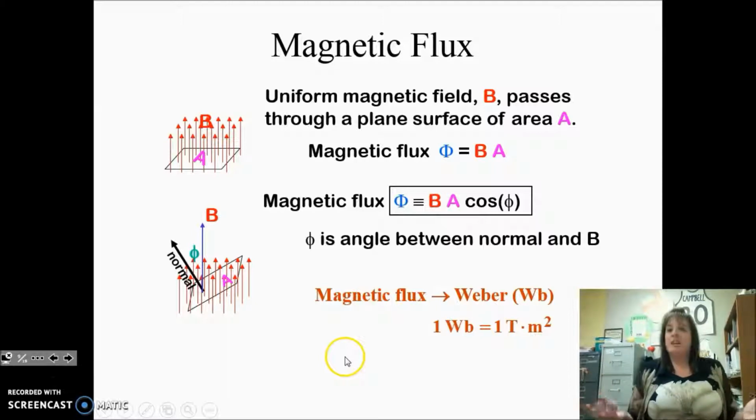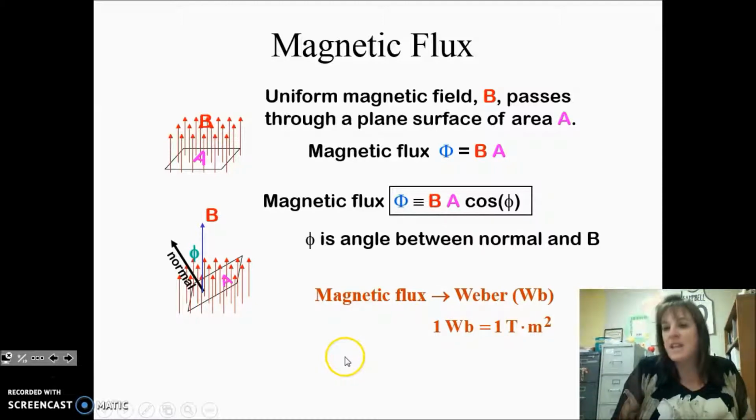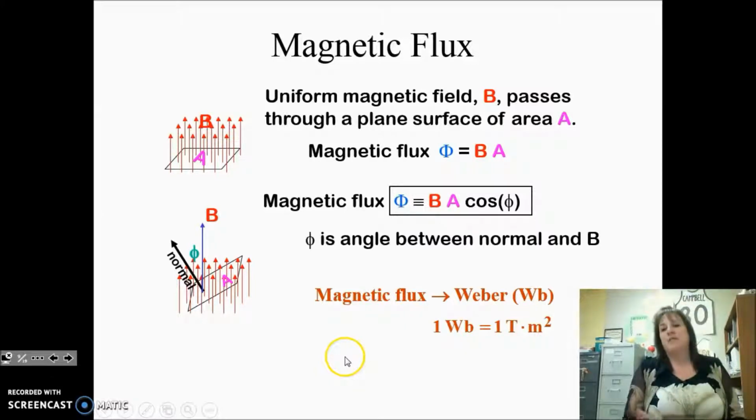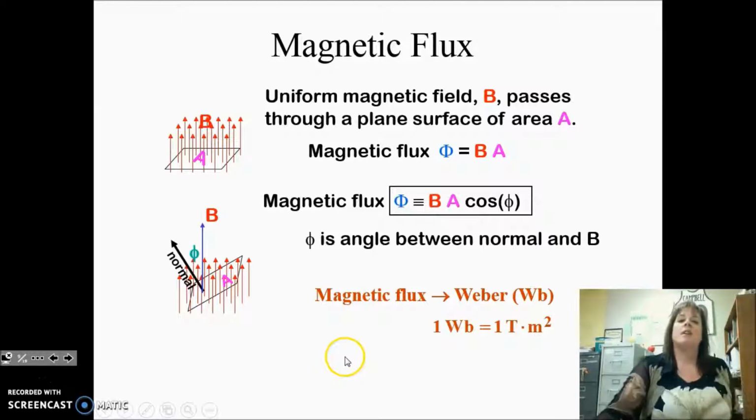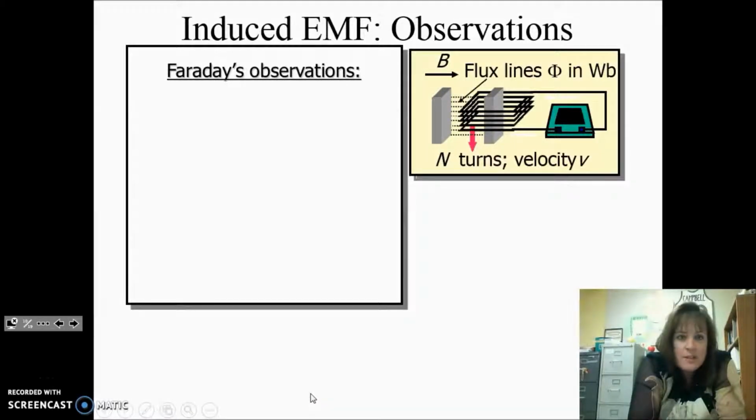Now, magnetic flux has a special unit, and it's the Weber, Wb, named after Weber. A Weber is equivalent to a Tesla times meter squared, right? That makes sense because magnetic field is in Tesla and area is in meter squared. All right, last bit. I know this is getting long.